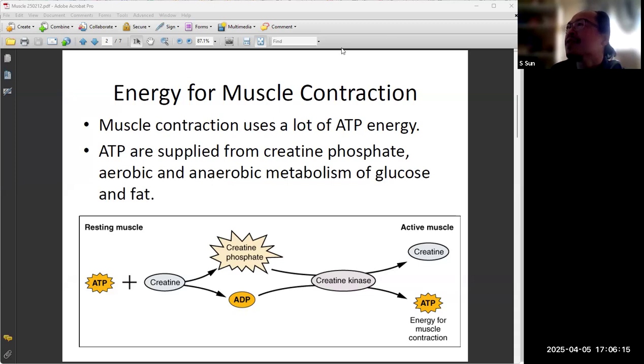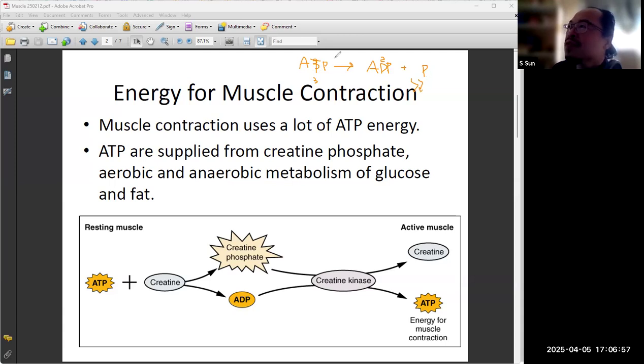Let me write down here. So when muscle uses ATP, ATP is adenosine triphosphate. So it's 3. When muscle uses the ATP, it will make ATP become ADP. D is 2, diphosphate, plus a phosphate. So that's how muscle uses the energy. Muscle will convert this triphosphate, the 3 phosphate, to become 2 phosphate. And that will release a lot of energy for muscle to use.